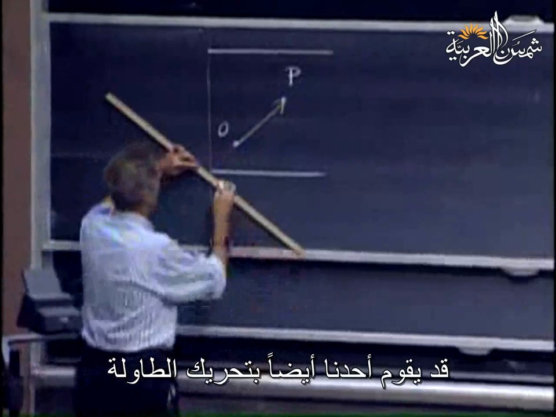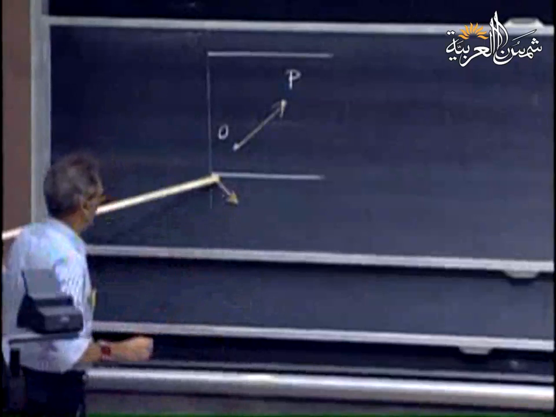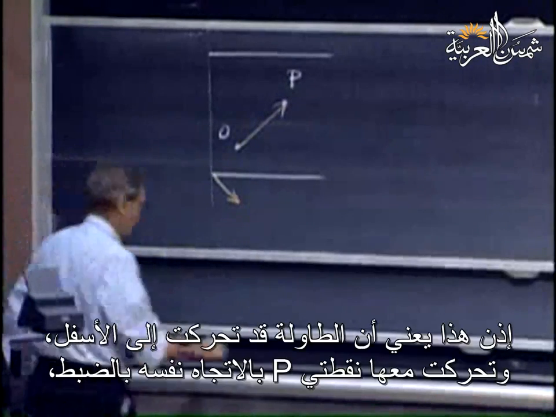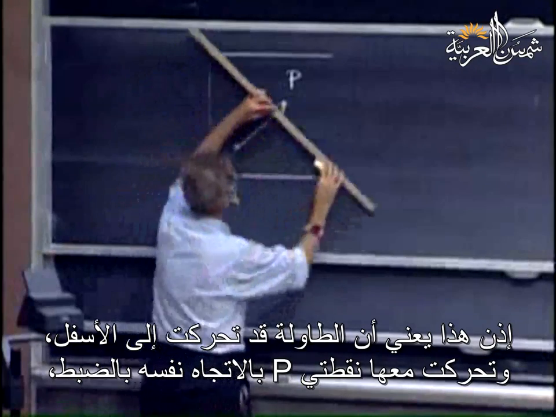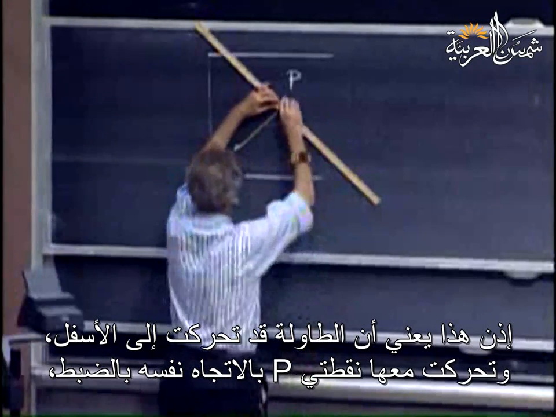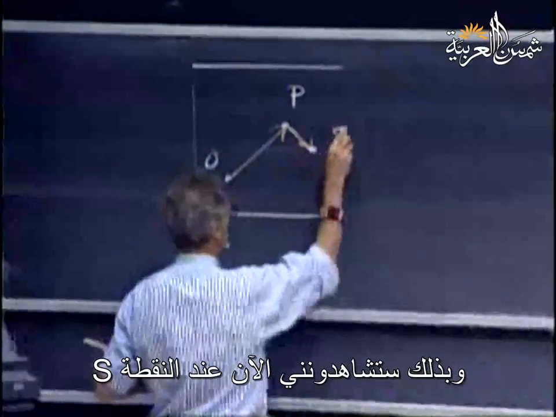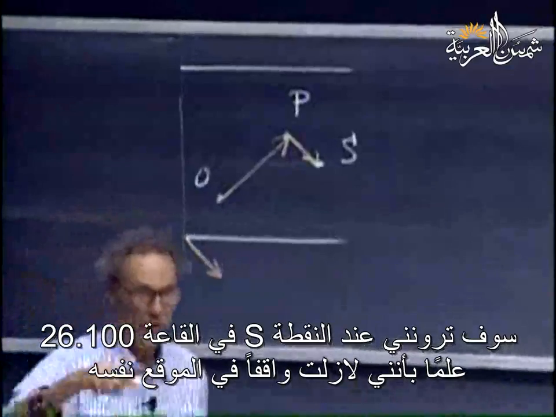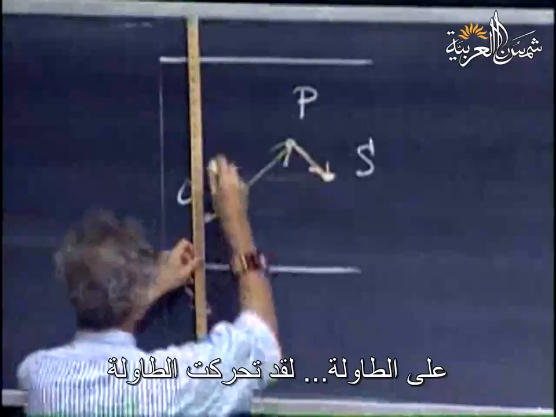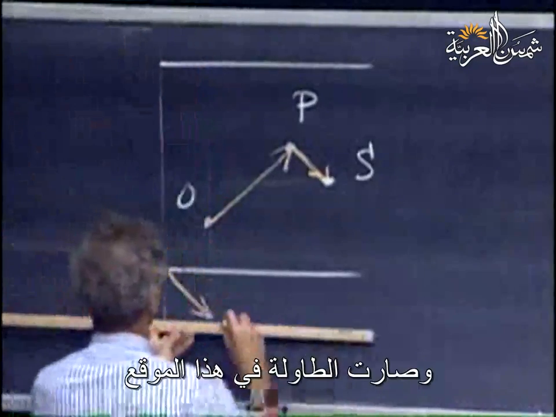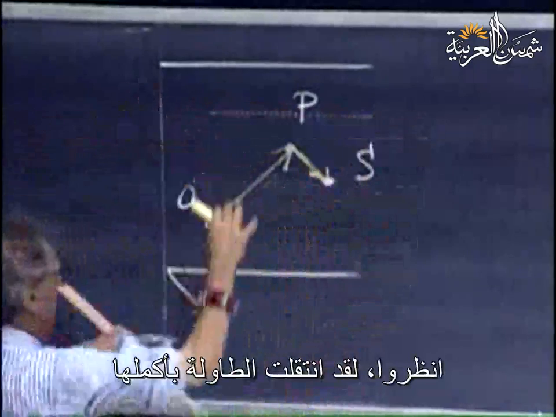It just so happens that someone is also going to move the table in that same amount of time from here to there. So that means that the table will have moved down, and so my point P will have moved down exactly the same way. And so you will see me now at point S. You will see me at point S in 26-100, although I'm still standing at the same location on the table. The table has moved. This is now the position of the table. See, the whole table has shifted.